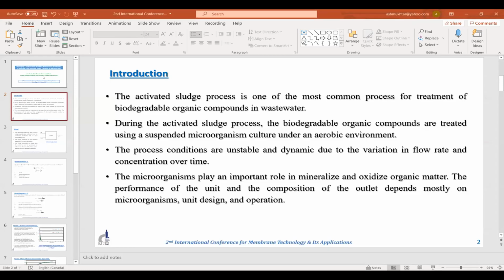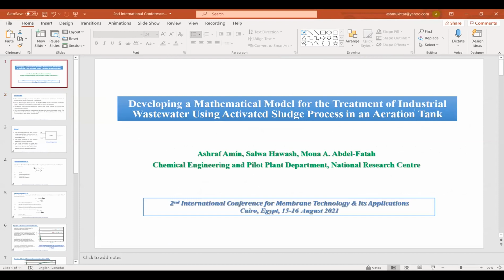Now we will move to the next presenter, Associate Professor Ashraf Amin, Associate Professor at the National Research Council, who is also doing his postdoctoral studies now at the University of Waterloo, Canada. Dr. Amin specializes in process design and development, membrane fabrication, optimization using mathematical modeling, renewable energy, and catalysis.